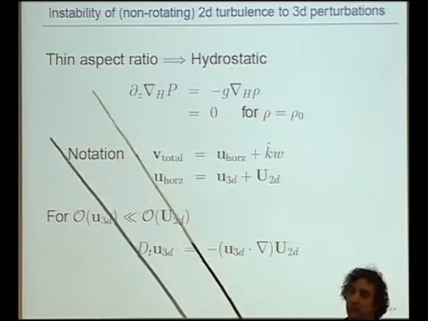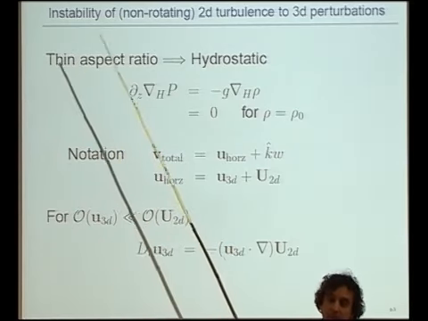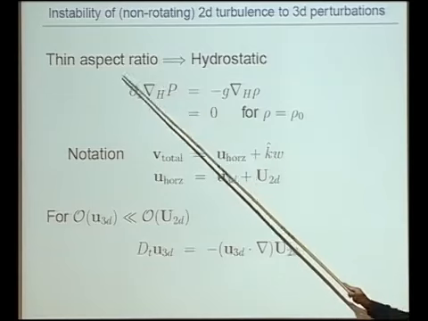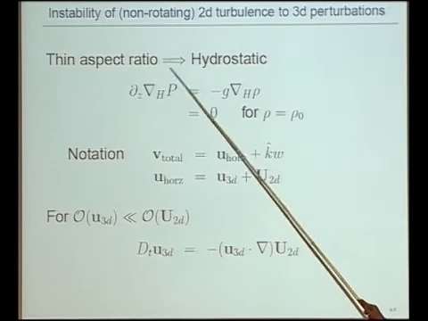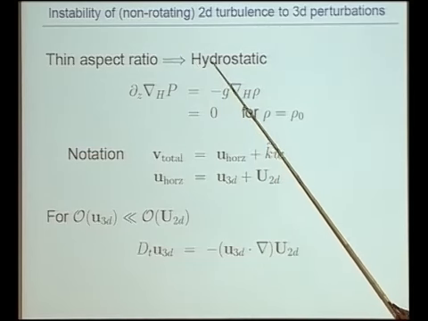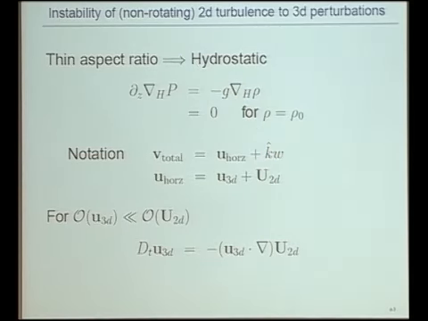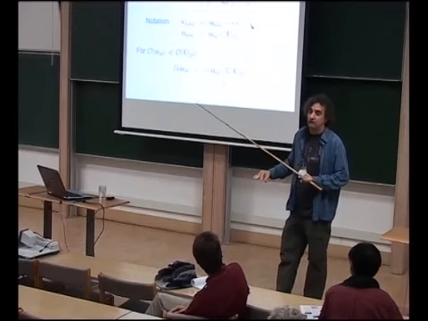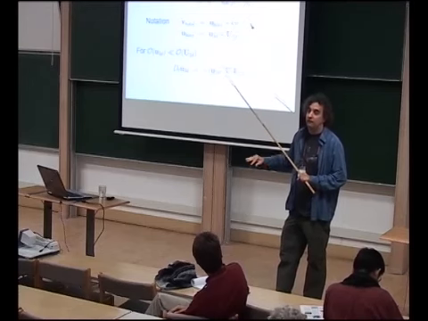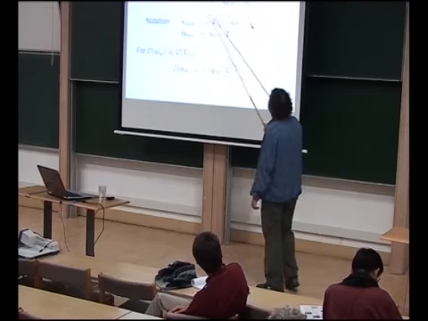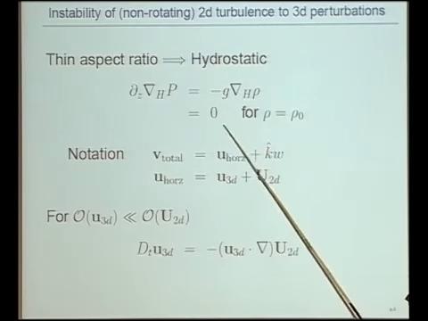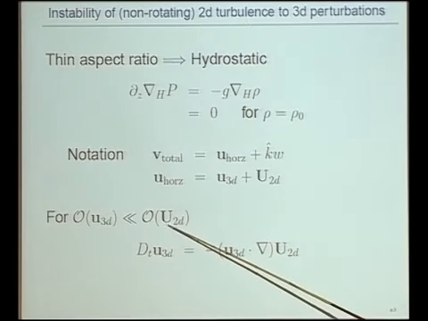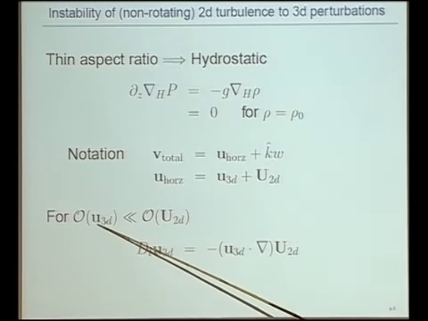Okay, so the instability mechanism. I'm interested in instability of 2D turbulence to small-scale 3D perturbations. So I'm imagining that there's some 2D turbulence that's already there, already sort of mature turbulence, and then I add some 3D perturbations, and I want to see if they grow. And in particular, I'm interested in the thin aspect ratio limit. So thin aspect ratio implies hydrostatic, and if the fluid's also homogeneous or unstratified, that means that the horizontal pressure gradient force is independent of z. So the pressure term does not appear in the horizontal momentum equation for the perturbations.